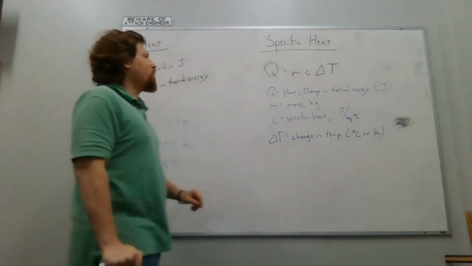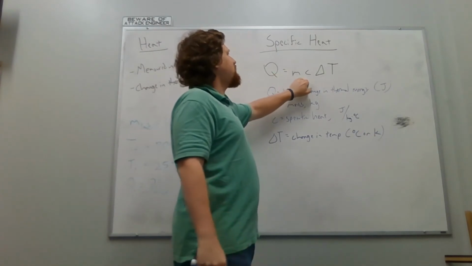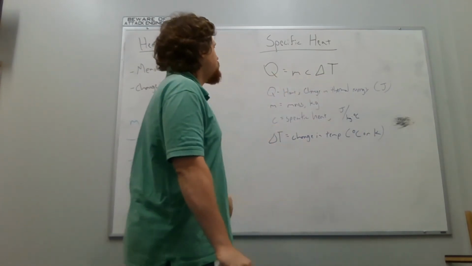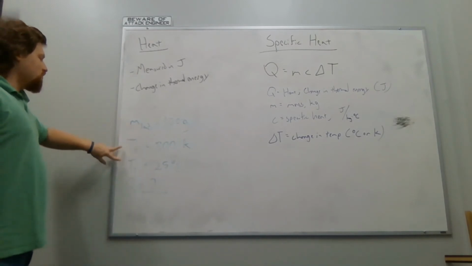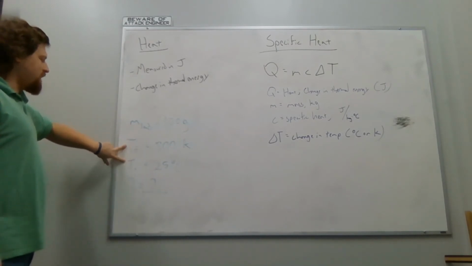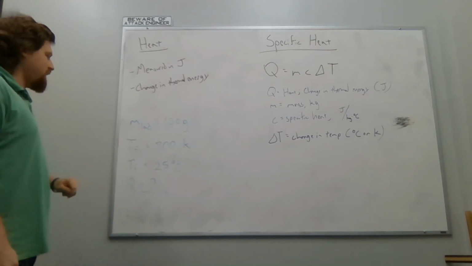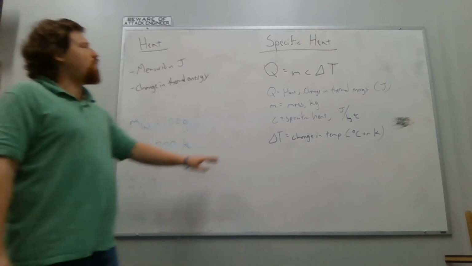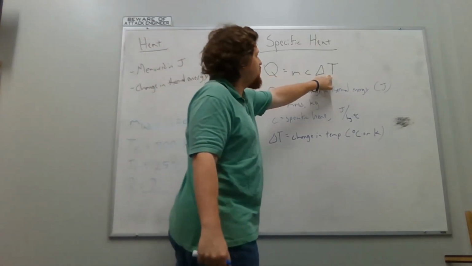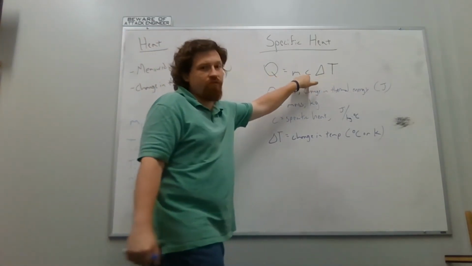If we look at our new formula, heat equals mass times specific heat times change in temperature. We know the mass of our lead, we know how much the temperature changed. We know its initial state. We know its final state. We want Q. We know M. We know T. We need something to use for C.